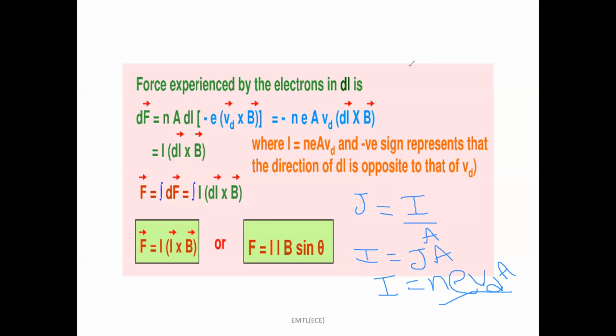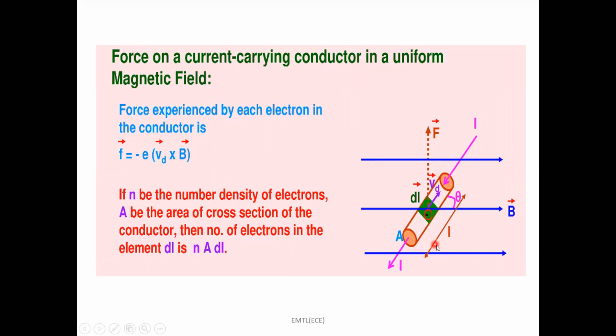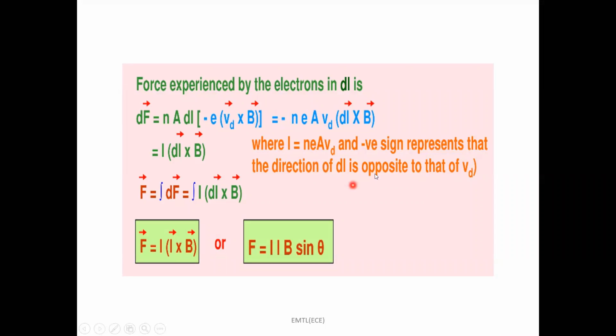The negative sign here represents that the direction of dl is opposite to that of Vd. When you observe this figure, this is the direction of dl, and this is the direction of velocity. So the direction of dl is opposite to Vd. So automatically dF we can easily write as I dl cross B bar.